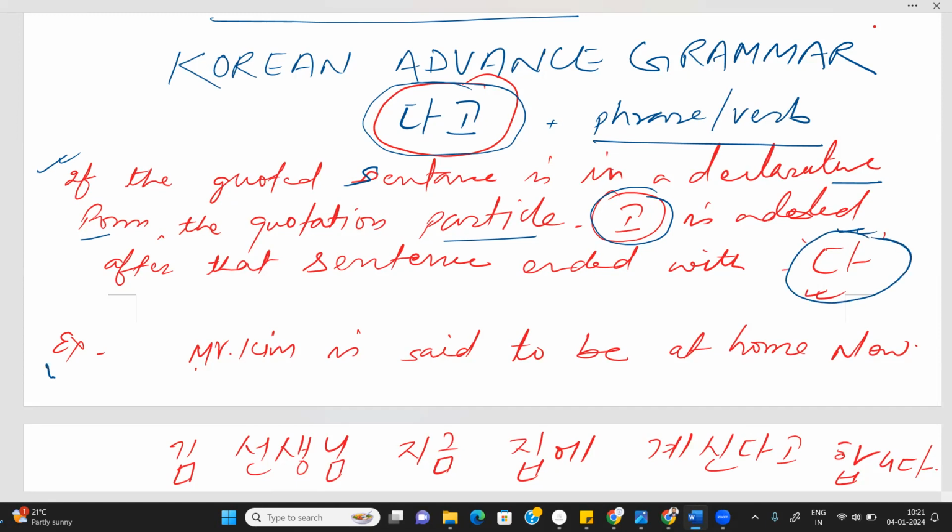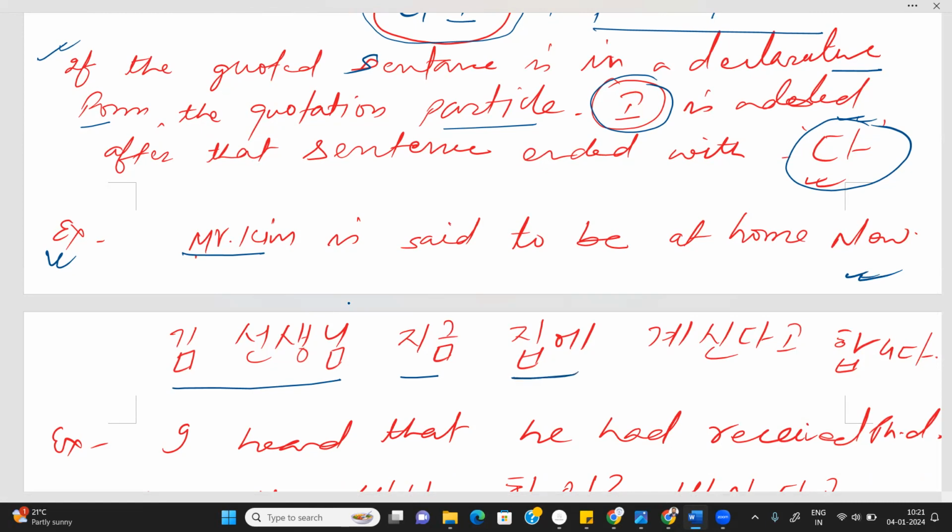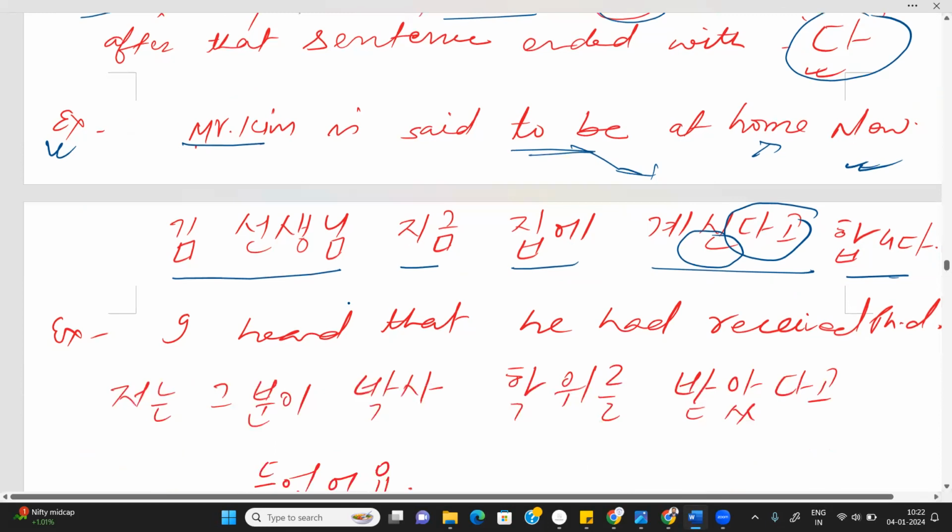Okay. So let's say the example, Mr. Kim is said to be at home now. Okay. So here what will be? Kim seonsaengnim jigeum jibe, at home. Okay. Gyesindago. Okay, gyesindago, dago, hamnida here. Gyesida is 'to be', the honorific form. Gyesida. So it is in past tense, so no is added for past tense. Gyesindago hamnida. Okay.